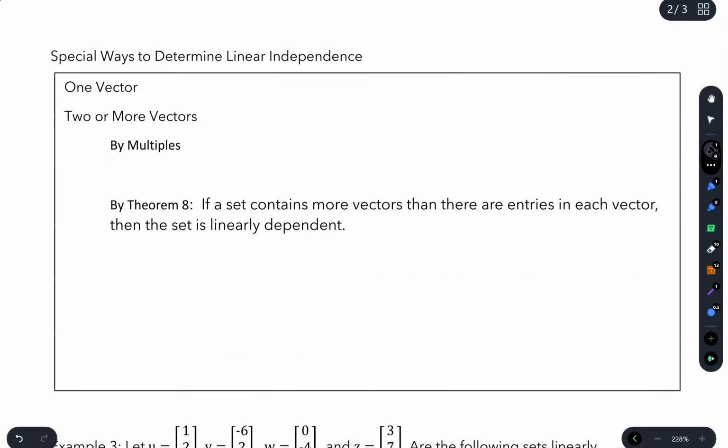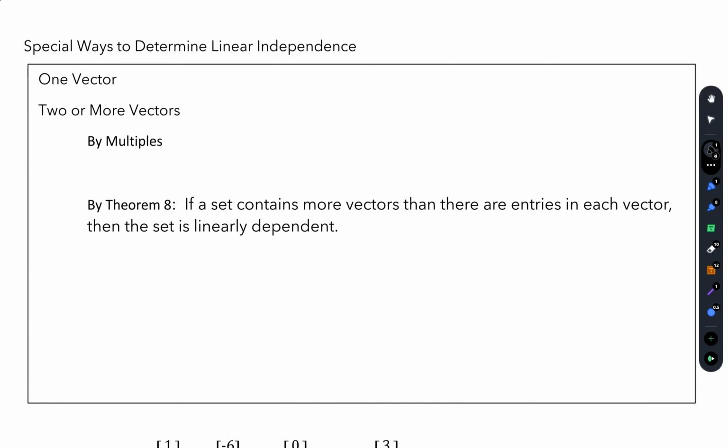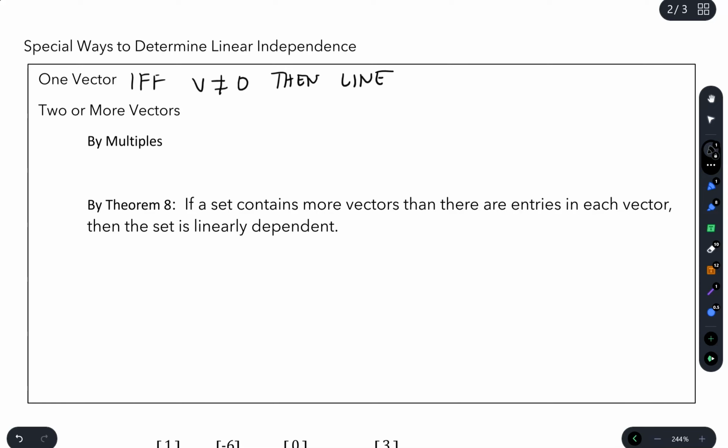All right, so we've got some special ways to determine independence here. If we're looking at just one vector, we can determine linear independence if and only if the vector v does not equal 0. So if and only if v does not equal 0, then it is linearly independent.